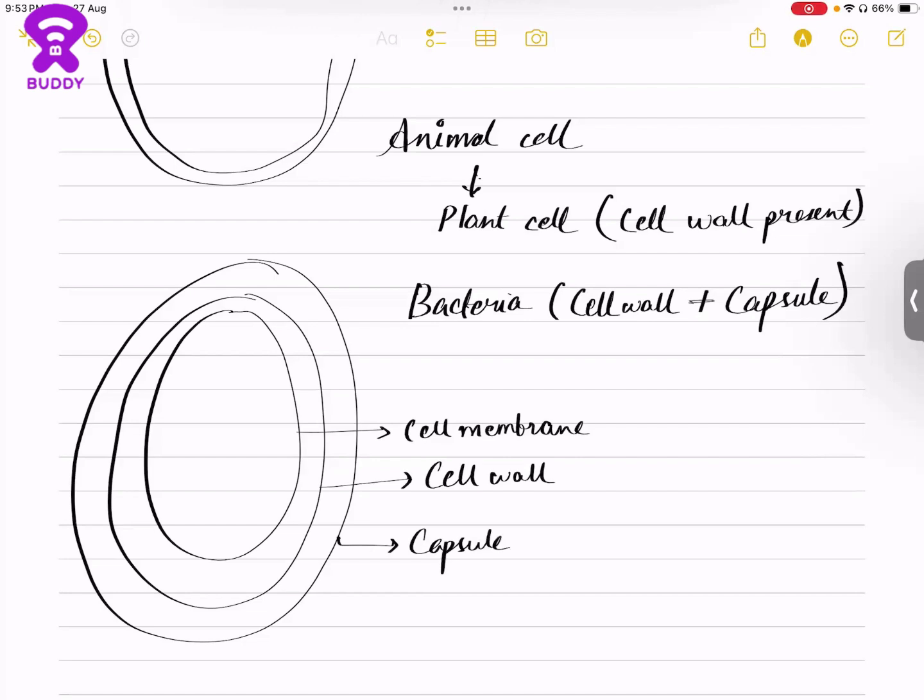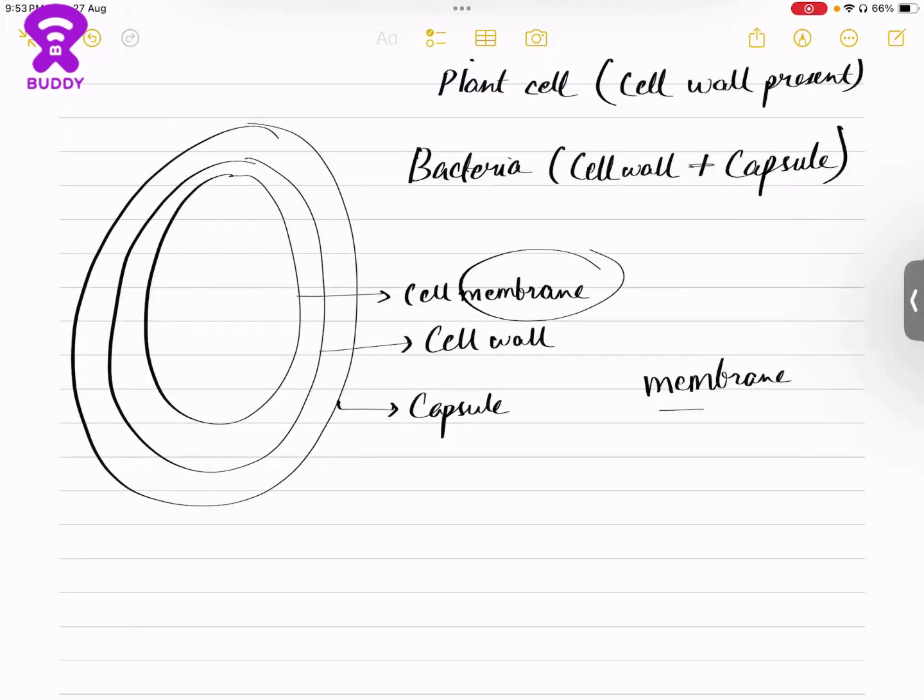Now why I'm taking you through the different layers of the cell is that you have to understand the concept of membranes. So basically, the term membrane. What is a membrane? Can you tell me what a membrane is?